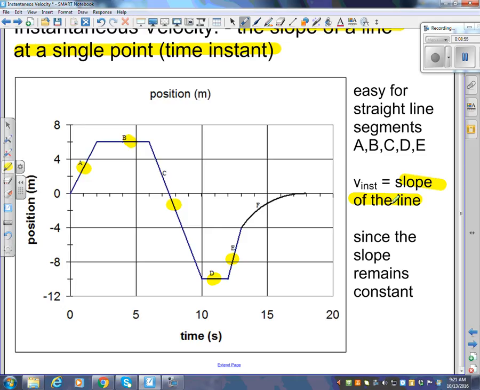I got a little ahead of myself there. Yep, I'm still talking about this one though. Okay? I'm not talking about that bottom one. It's going to be on the next screen. Don't worry.